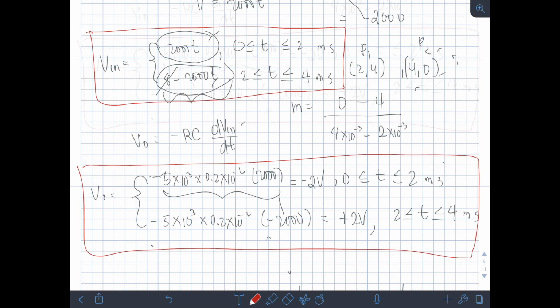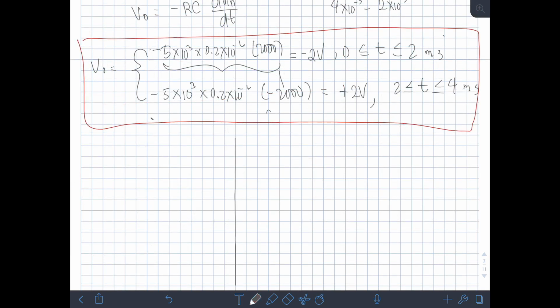So, pwede na natin siyang i-graph. So, piecewise function lang din siya. So, meron tayong value na negative 2 volts for interval 0 to 2. So, 0, 1, 2, 3, 4, 5, 6, 7, 8. So, dito yung 0 to 2, right? So, ang value niya ay negative 2. So, from 0 to 2, negative 2 yung value niya. Constant function. And then, from 2 to 4, magiging tatalon siya sa positive 2 volts.